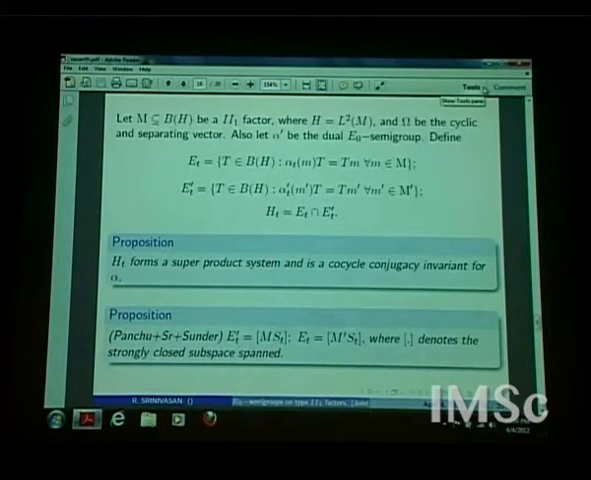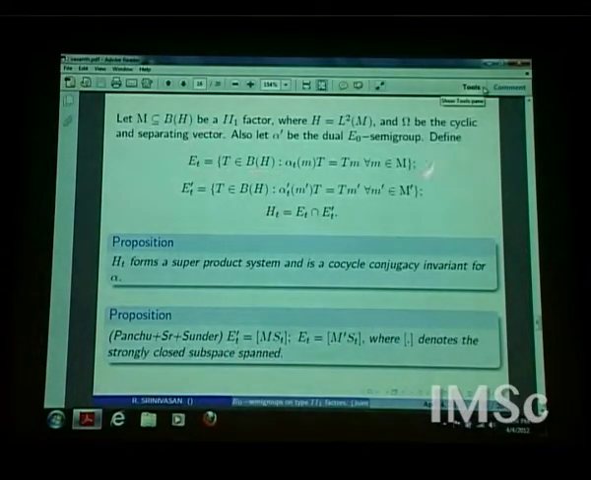Kostler called this a super product system, so I'm calling this a super product system. That is called a sub product system or something. So this H_T will form a super product system, and it is of course a co-cyclic conjugacy invariant for this alpha. So this is something we have shown.